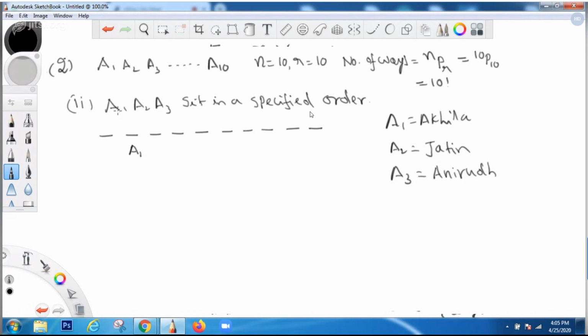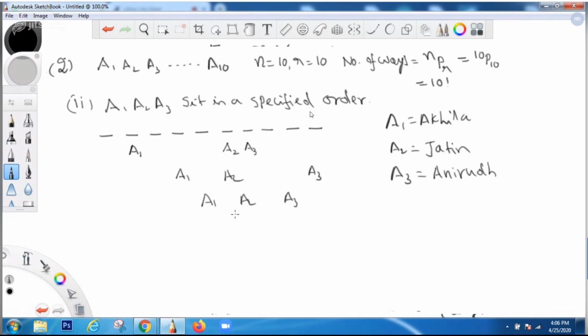A2 is in between A1 and A3, somewhere in between. And then A3 may be immediately next or need not be immediately next. So this is the specified order. Another specified order: A1 here, A2 here, A3 here. This is another order. Wherever they are, what we have to get is first A1, and then somewhere A2, and then somewhere A3. That's the meaning of the question.